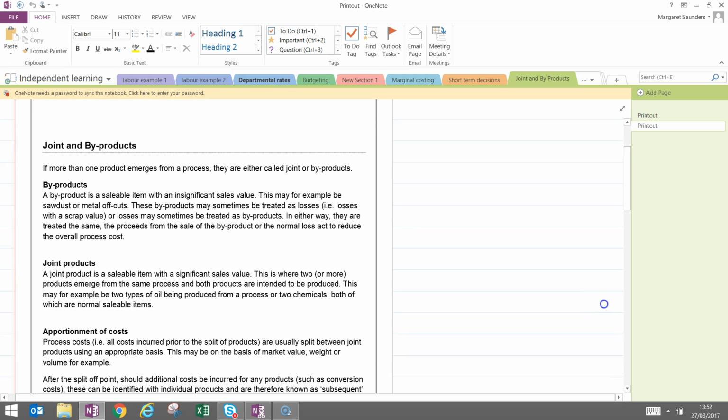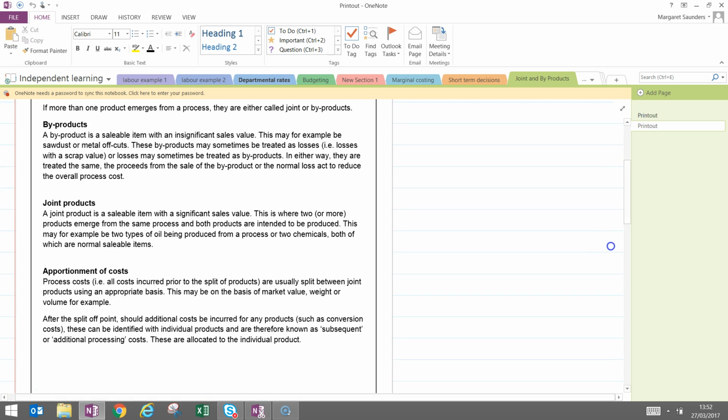Because we have joint products, it is not possible to work out the unit cost as we have done in previous methods. So what we need to look at is how we can apportion our process costs between the joint products. It's usual to do this on either market value or weight. So we're going to look at an example.